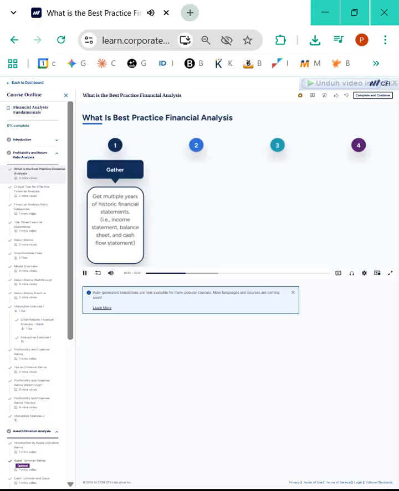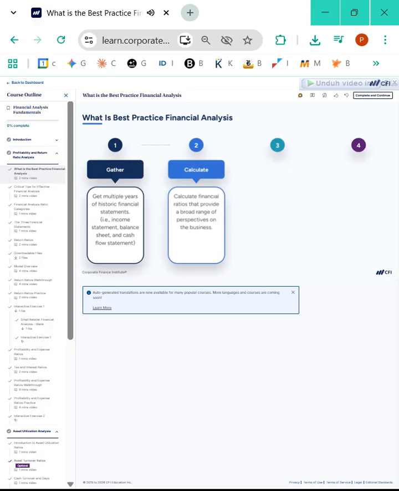financial performance. Now, once you've collected the financial statements, it's time to calculate financial ratios. Now, financial ratios are powerful tools that allow you to assess a company's performance and compare it to the industry. Some commonly used ratios include liquidity ratios, profitability ratios, and solvency ratios. By calculating these ratios, you can gain insights into the company's liquidity, profitability, efficiency, and overall financial stability.